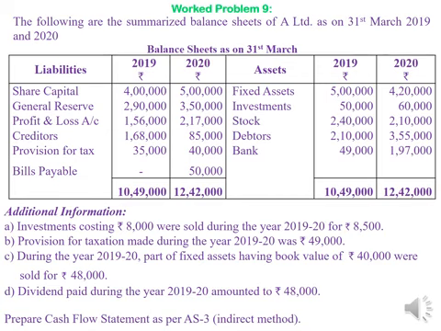Profit and loss account is increasing. That difference has to be taken as profit for the year while determining cash flow from operating activities. Creditors amount is decreasing, so it should be deducted or treated as outflow while computing cash flow from operating activities.